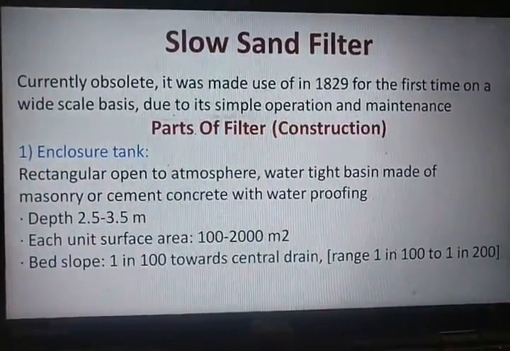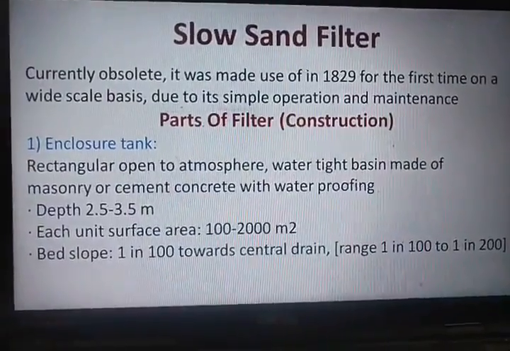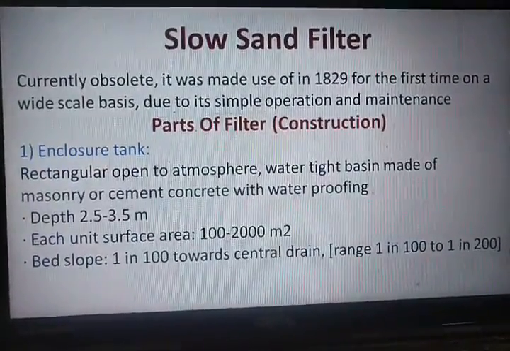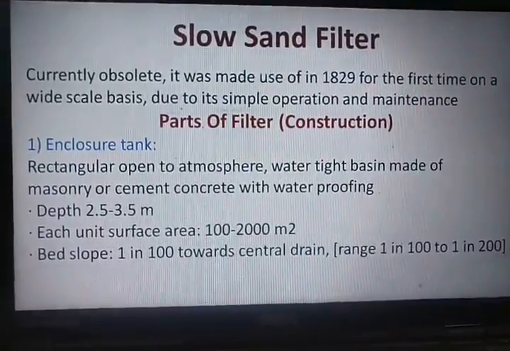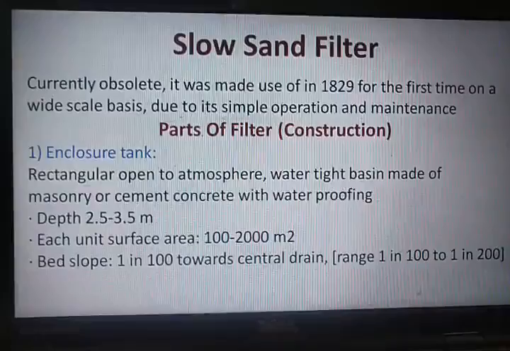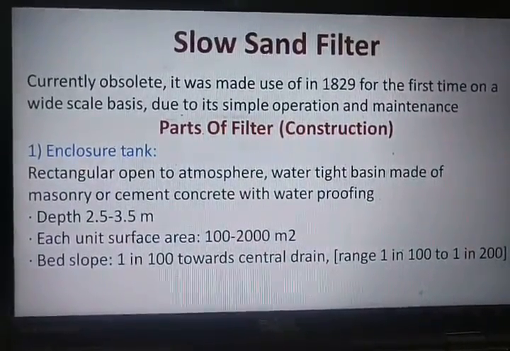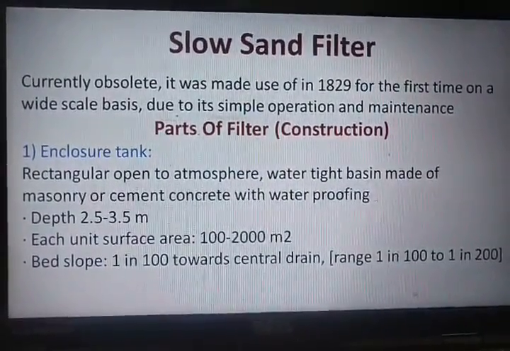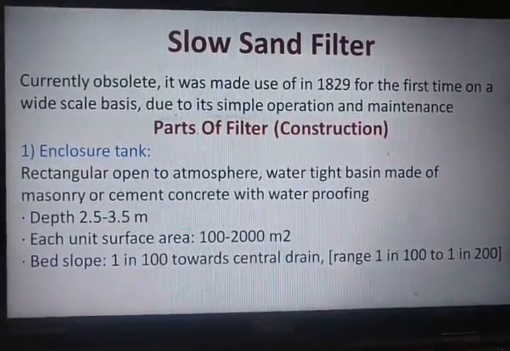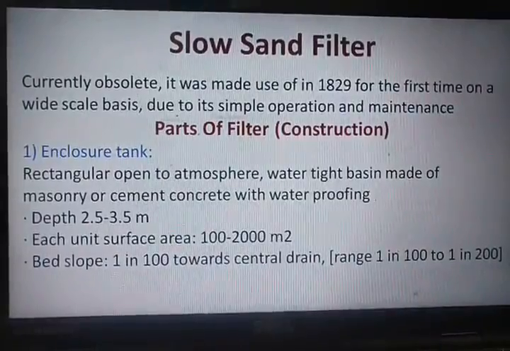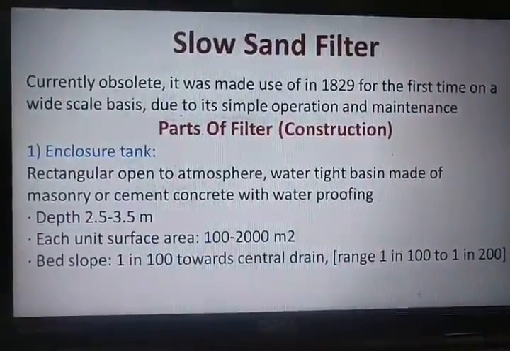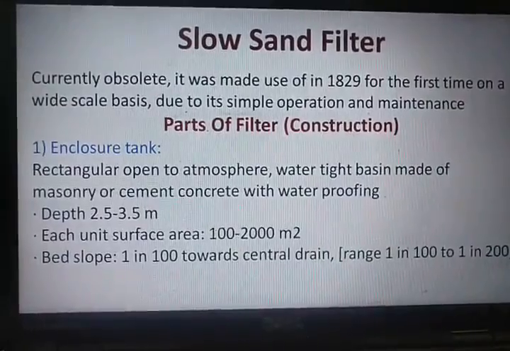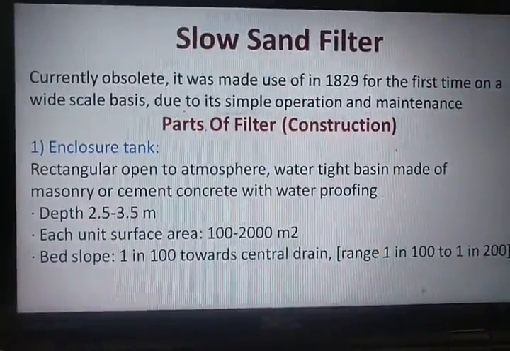Then let's talk about the slow sand filter. Like I told you, it was started in the year 1829 for the first time because of its simple operation and maintenance. It consists of different parts, and let us see them one by one. The first one is the enclosure tank. This enclosure tank is usually rectangular in shape and open to atmosphere. That means it can be constructed above the ground, and it should be a watertight basin, usually constructed with masonry or cement concrete with appropriate waterproofing.